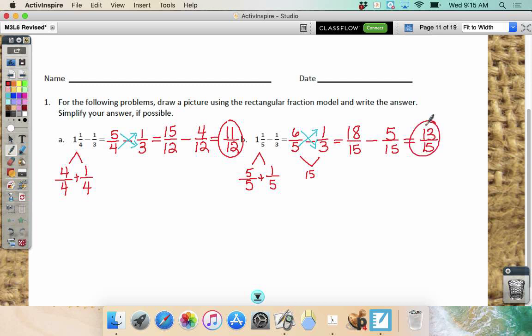I noticed there's a lot less to do in subtraction problems. Have you noticed that? Yeah. I like it better.